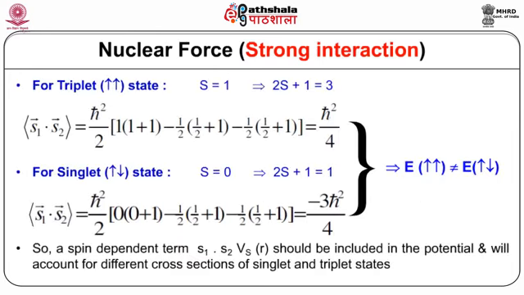We are continuing with our discussion about the contribution of the spin term in the strong interaction. For the triplet state, we have capital S equal to 1. It implies that 2S plus 1 is equal to 3.